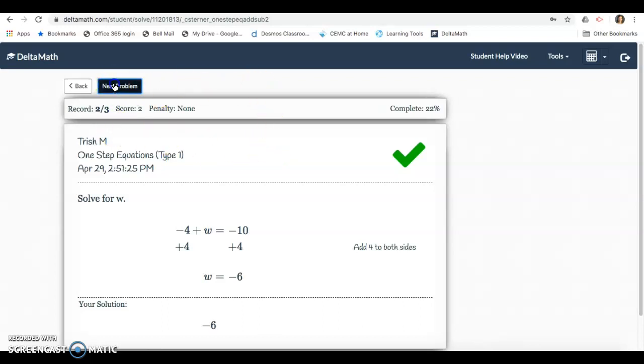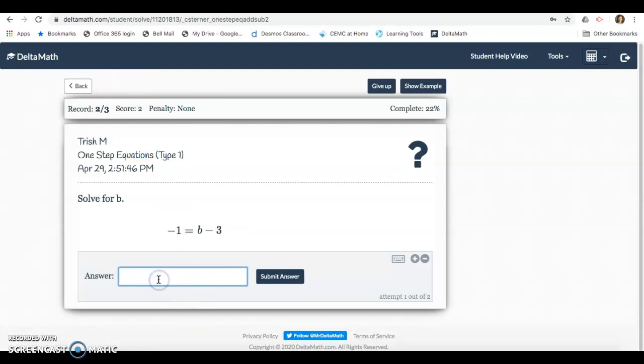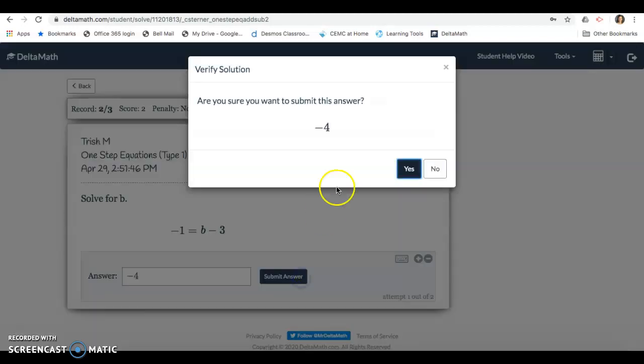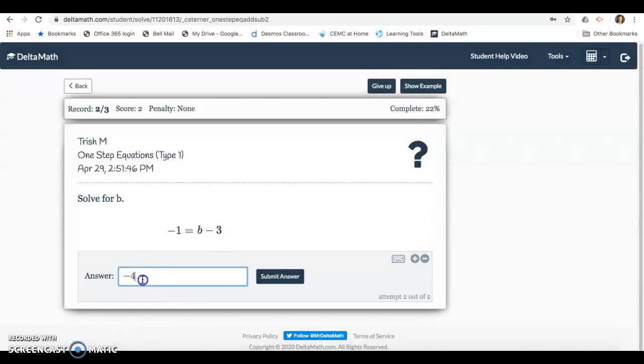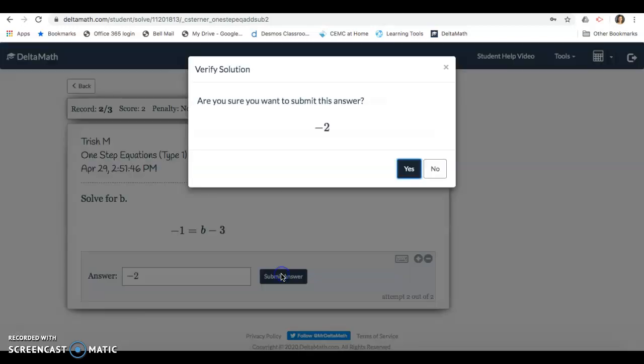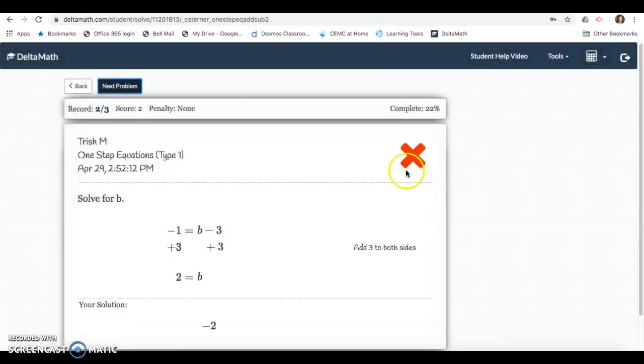Let me go to next problem, and let me show you what happens if you answer the question incorrectly on both attempts. So if I add 3 to both sides here, maybe you think the answer is -4. I'm going to submit that and see that that's wrong. It'll say I have 1 more attempt. So maybe I think that instead it's -2. I'm going to submit that. Okay. And I'm going to get an X here to tell me that it's wrong, and I'm going to look at the solution here to figure out what I did wrong, okay?